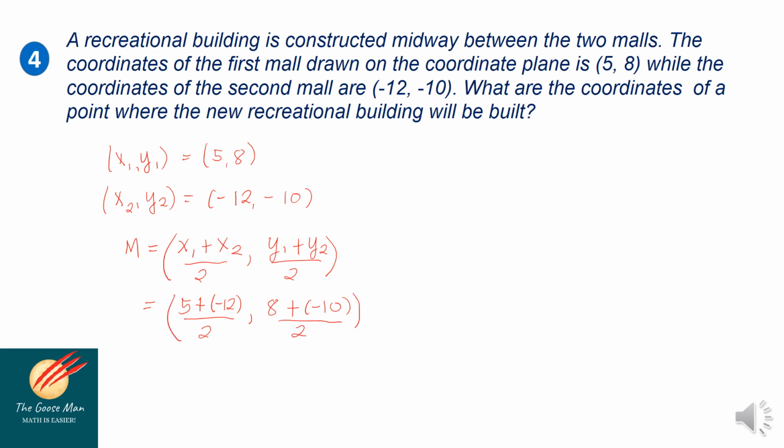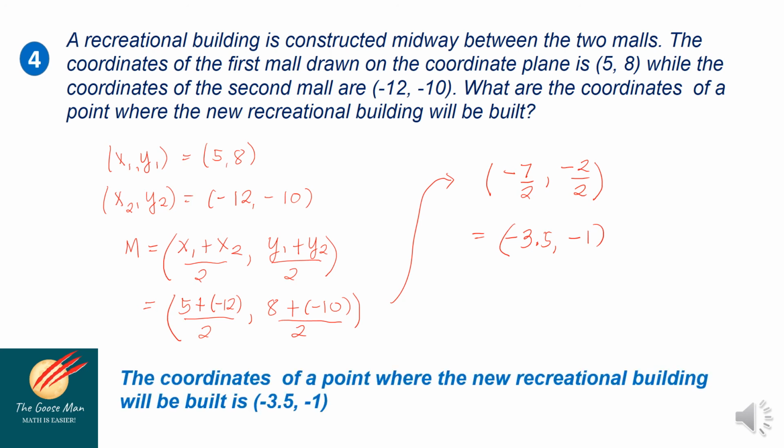So if we simplify it, we have negative 7 over 2, comma, negative 2 over 2. So simplifying it further, I have negative 3.5, comma, negative 1. So therefore, the coordinates of the point where the new recreational building will be built is (-3.5, -1).